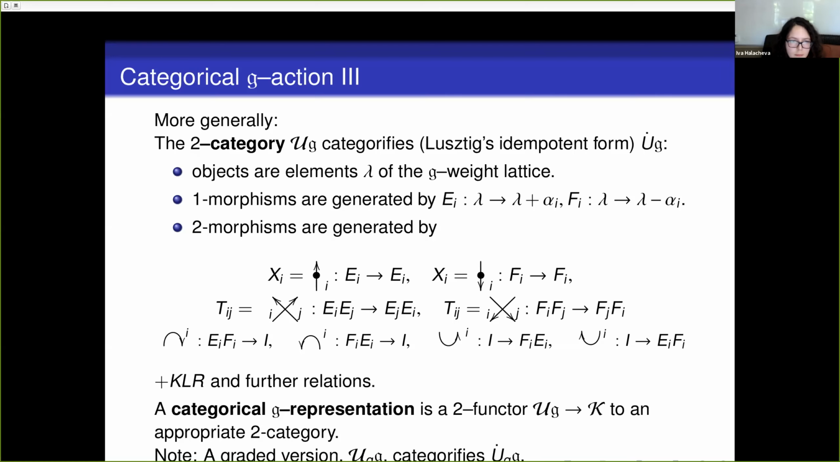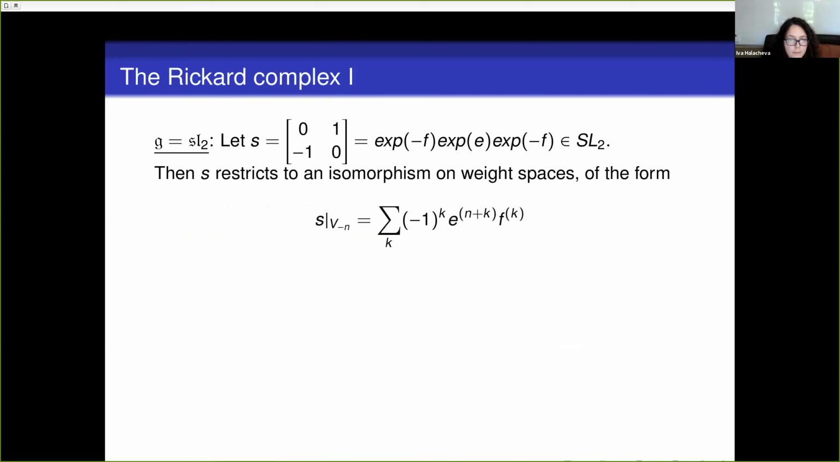Okay, so let me then move on to, given a categorical representation or a categorical algebra action, let's talk about the Rickard complex, which we can get from that. And so for simplicity, again, I'm going to be talking about the non-quantum setting here. So consider the element S, again going back to SL2, which is a lift of the non-trivial Weyl group element for SL2. We can express it in the following way as mentioned here, and this lives in the Lie group SL2.